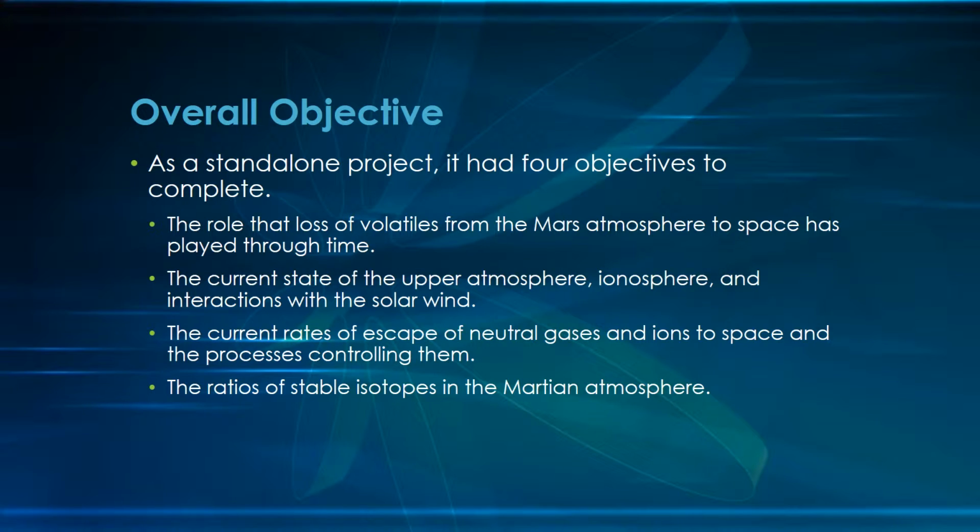In the first starting process of MAVEN, they wanted it to have four objectives. First, it wanted to measure basically all of Mars' atmosphere: how has it played through time and how has it evolved? Another thing is that we wanted to see the upper atmosphere, the ionosphere, and the interactions it has with the solar wind. We also wanted to know about the escape of neutral gases, whether they stay intact or escape the atmosphere, and the ratios of stable isotopes in the Martian atmosphere.